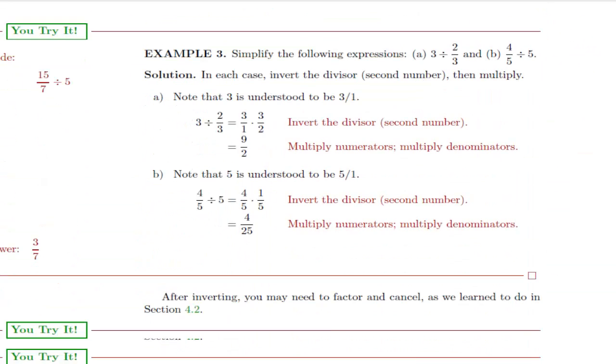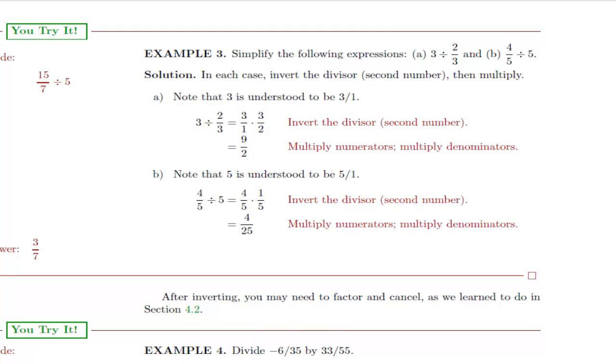Example 3. Simplify the following expressions. A, 3 divided by 2 over 3. Note that 3 is understood to be 3 over 1. So 3 divided by 2 over 3, if we invert the divisor and rewrite the first number, we get 3 over 1 times 3 over 2. Then, multiplying the numerators, 3 times 3 is 9, and multiplying the denominators, 1 times 2 is 2. So the result is 9 over 2.